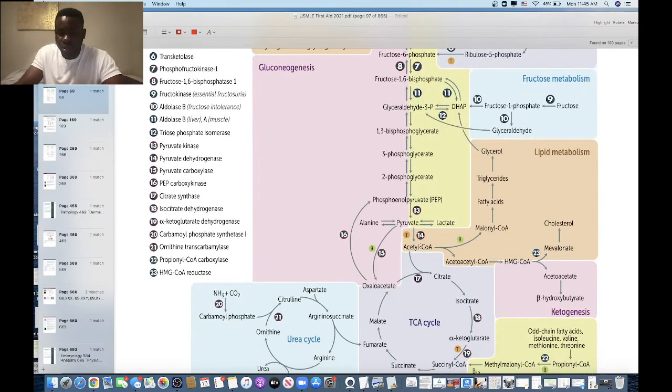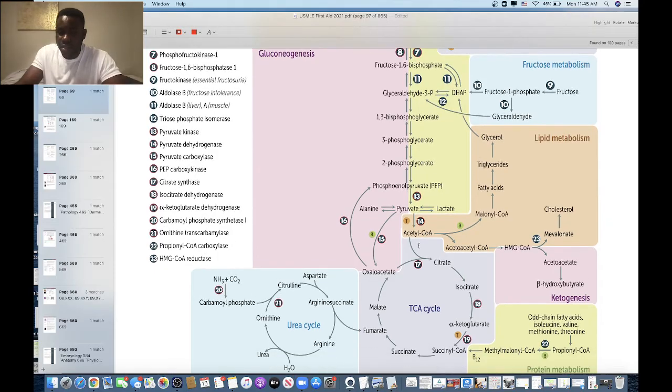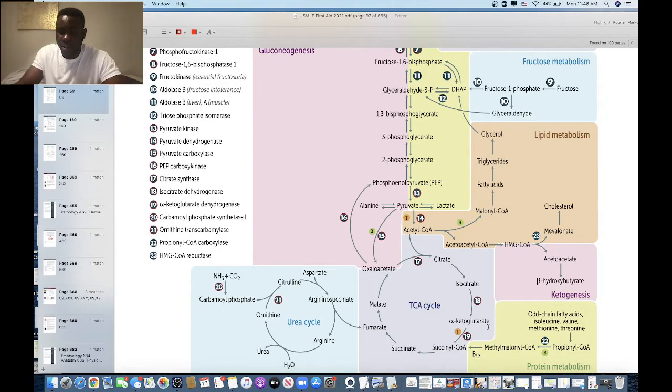Now, the pyruvate will be converted into acetyl-CoA. Now, this acetyl-CoA will go into the Krebs cycle or the TCA cycle, and then go through citrate, isocitrate, alpha-ketoglutarate, succinyl-CoA, succinate, fumarate, malate, and oxaloacetate. That is it. That is the TCA. That is glycolysis and TCA cycle.